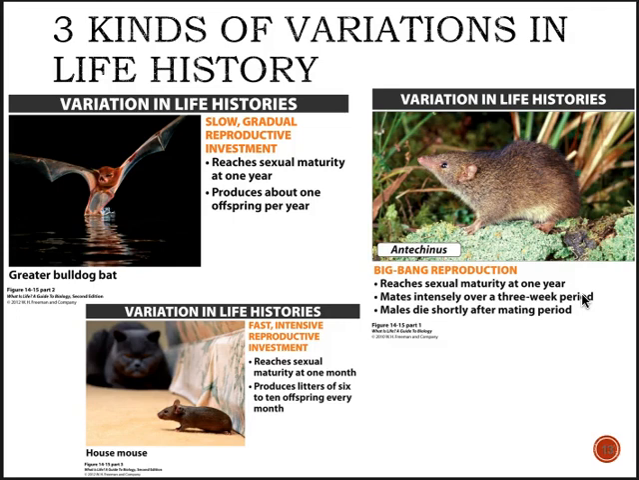Their litter size and frequency, they have a big litter size. Remember, our greater bulldog bat only had one in the litter. So we have 6 to 10 in the litter here for our antechinus, and frequency is once in their lifetime. And longevity clearly is 1 year. So this is going to be a big difference between the slow, gradual reproductive investment that we see in the greater bulldog bat and the big bang reproduction.